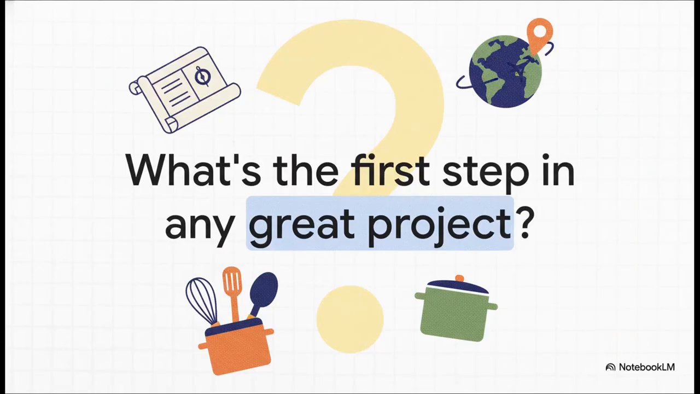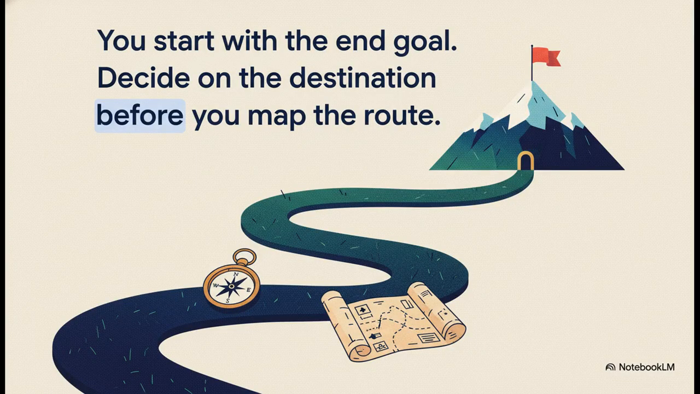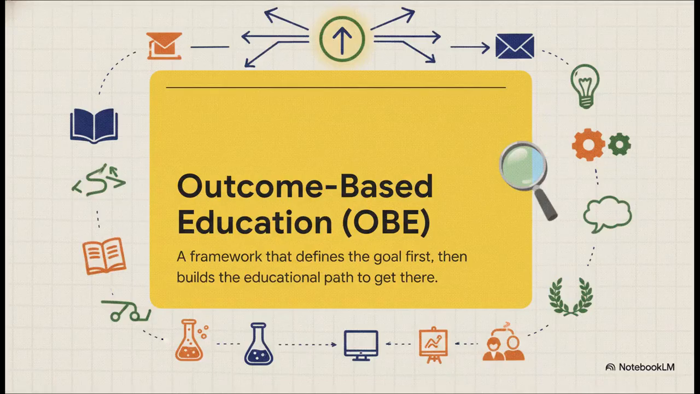Seriously, just think about it for a second. Whether you're trying to launch a new product, plan a vacation, or even just whipping up dinner, what's the very first thing you do? Yep, that's it. You figure out what you want the final result to be. You decide on the destination before you start planning the route. It just makes sense, right? It's common sense. And that, in a nutshell, is outcome-based education, or OBE.